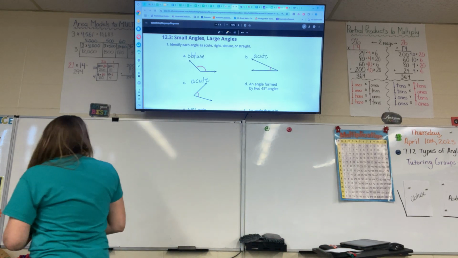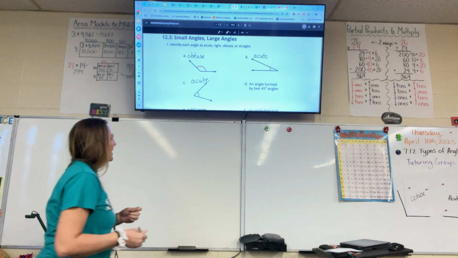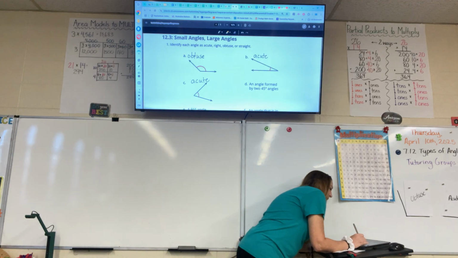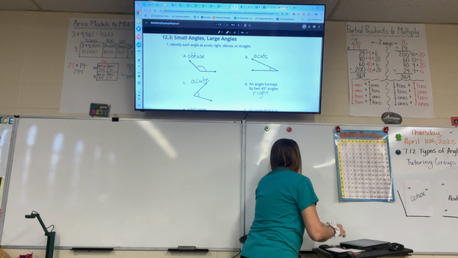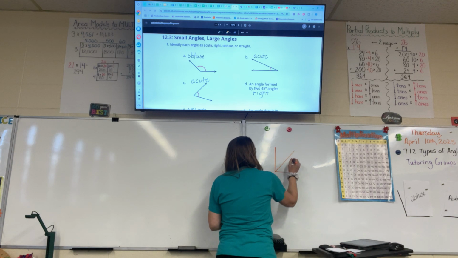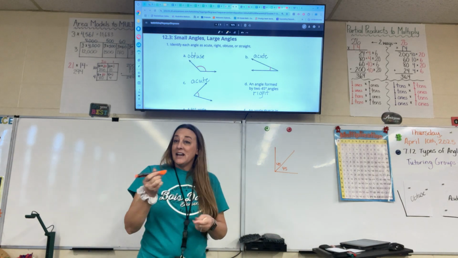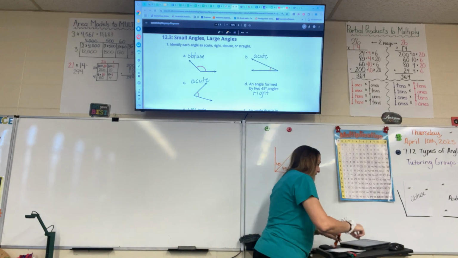What about an angle that is formed by two 45-degree angles? What would that be? Fisher. 90 degrees. Which is what kind of angle? A right angle. Nice job, Fisher. Think about it for a second. If we've got a right angle and we cut it in half, each of those is 45 degrees. So a right angle, which is 90 degrees, is made from two 45-degree angles.